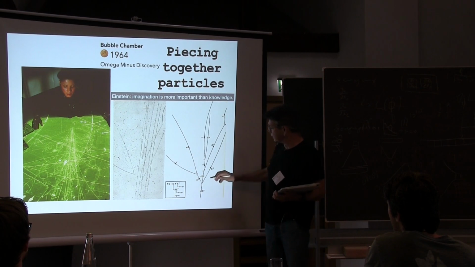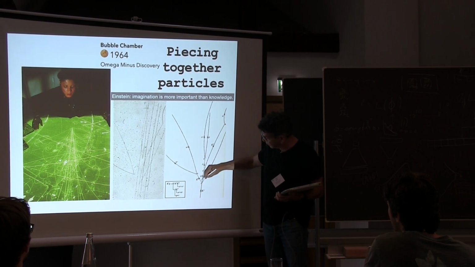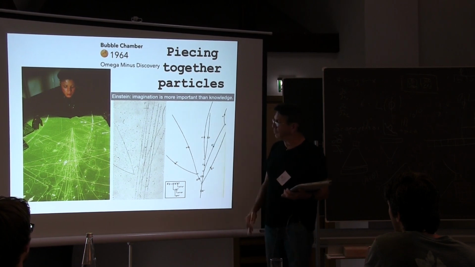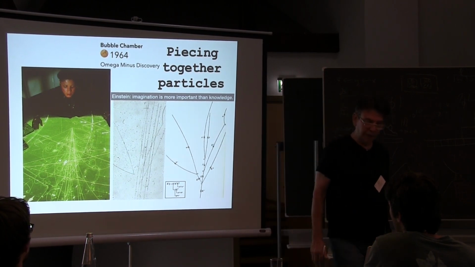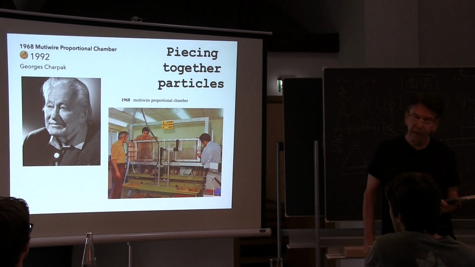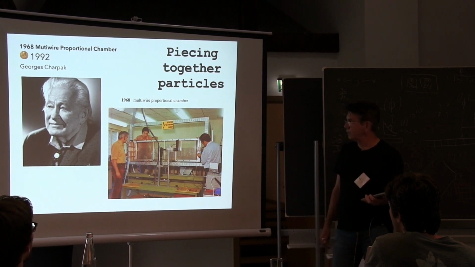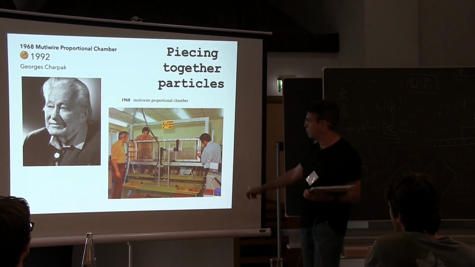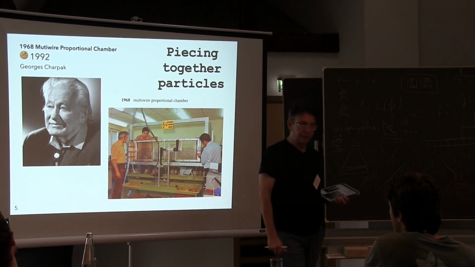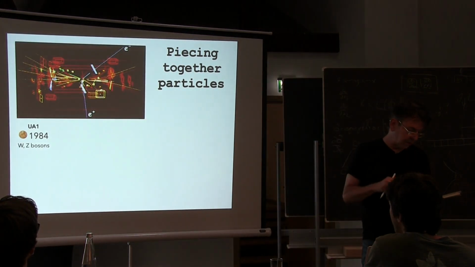For example, they drew the tracks that they could see, because they could see only charged tracks. The ones they couldn't see, they kind of visualized. That's how they used their imagination to make the point and get a Nobel Prize. So that's the omega minus discovery. The big change in the field came with Georges Charpak, who invented in 1968 the multi-wire proportional chamber, but got the Nobel Prize only in 1992. And this paved the way to the modern experiments.